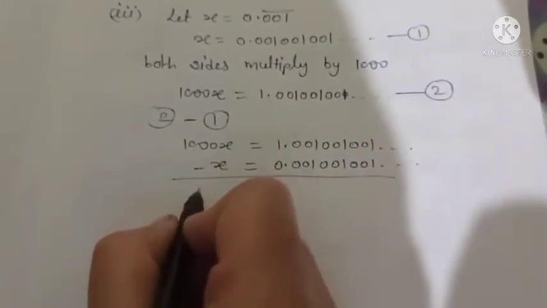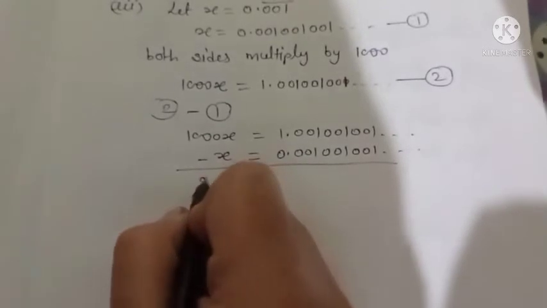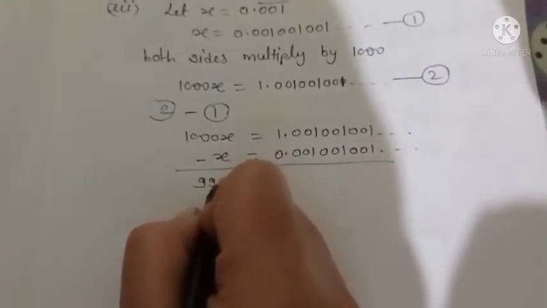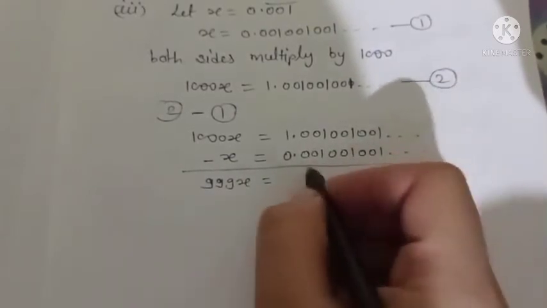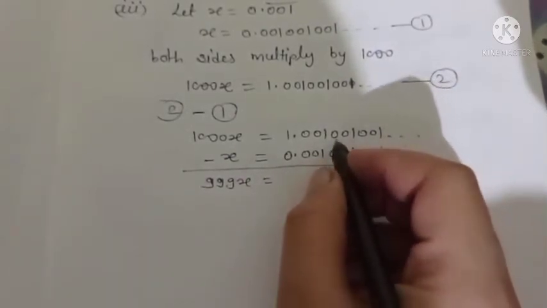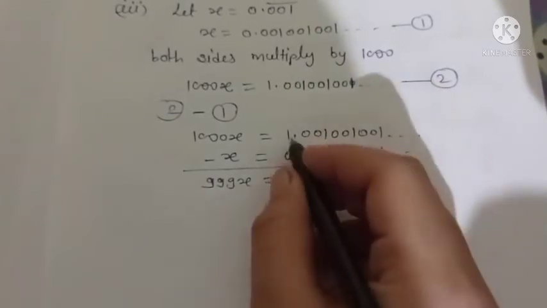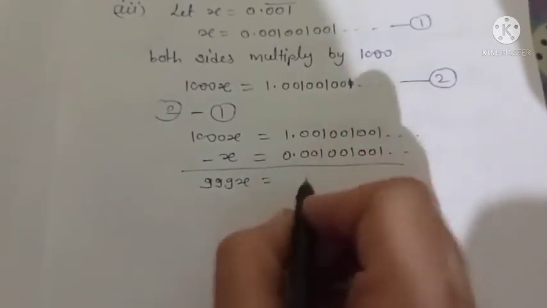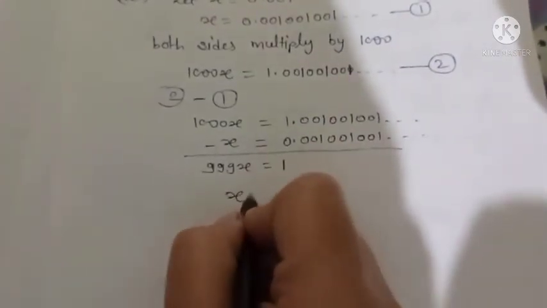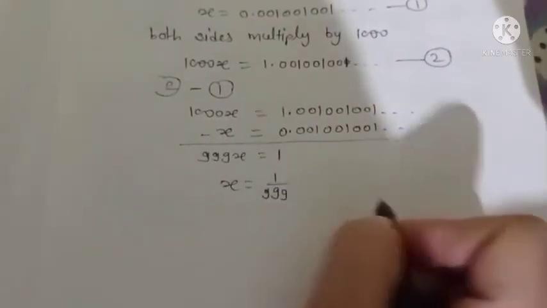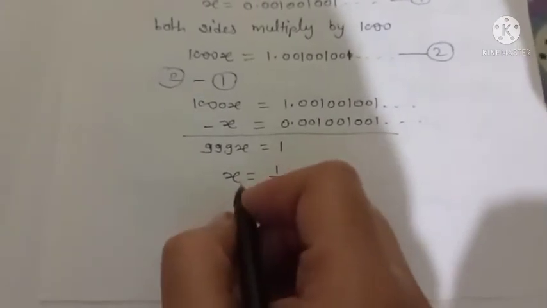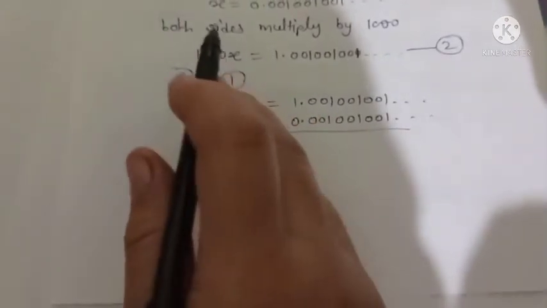1000x minus x, we get 999x is equal to, and all the terms are the same as the terms below, so on subtracting they become 0, and 1 minus 0 gives 1. Here x is equal to 1 upon 999. This is the p upon q form of x.